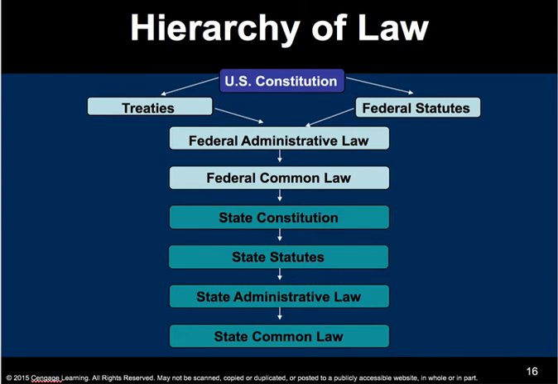So those would be federal statutes or federal law. Below that, we have federal administrative law, and these are rules and regulations that are created by administrative agencies. So for example, the IRS is an administrative agency. The EPA is an administrative agency. The FCC is an administrative agency. So the rules and regulations that they create are federal administrative law.